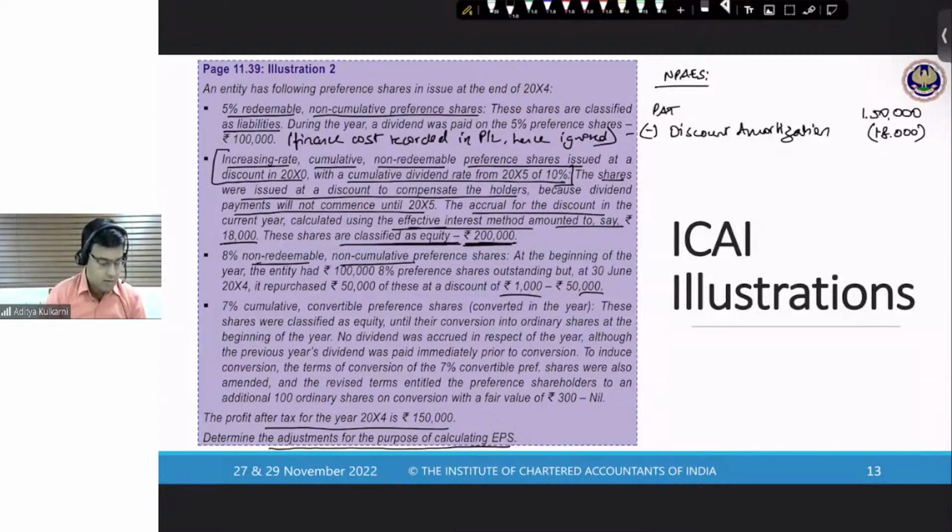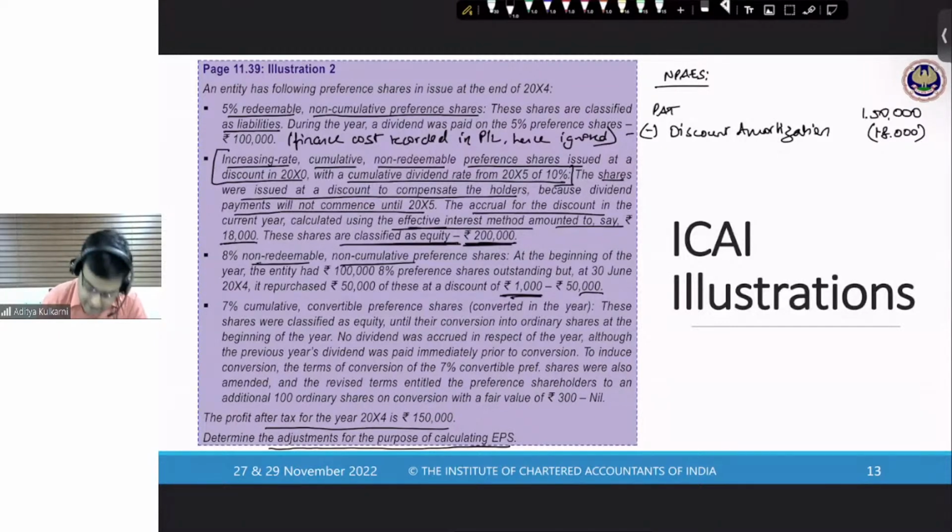50,000. Okay, so now come on, tell me. This is something which you would be knowing. There is something somewhat similar to early redemption. Now I have purchased this at a discount. I have purchased this, 50,000.